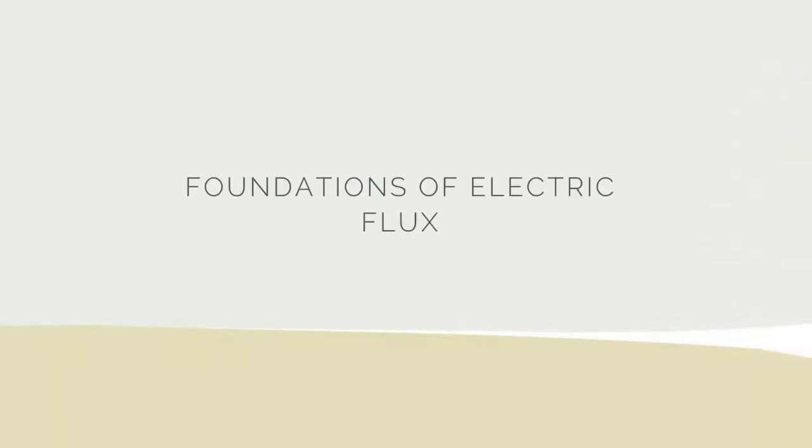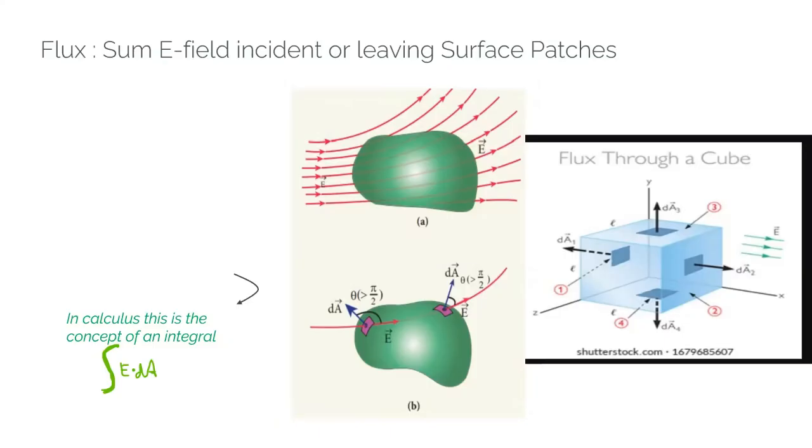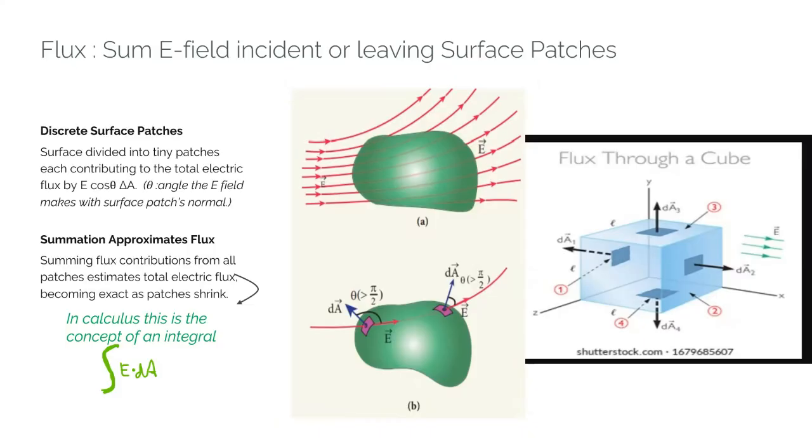We'll start with electric flux. Electric flux is the sum of E field lines that are incident, that means entering, or leaving surface patches. Here we have an example of a green surface, which could be closed or open, it doesn't really matter. What we're looking at is an E field piercing that surface, and in some places it may be entering or leaving.